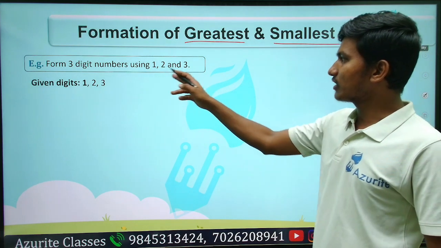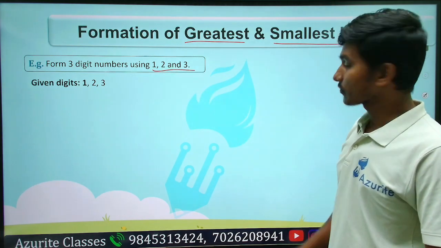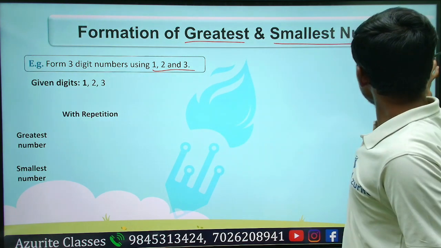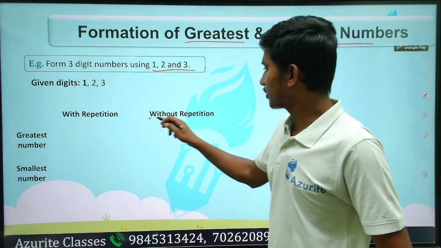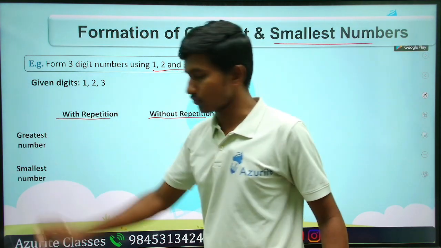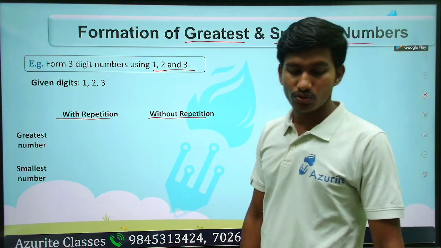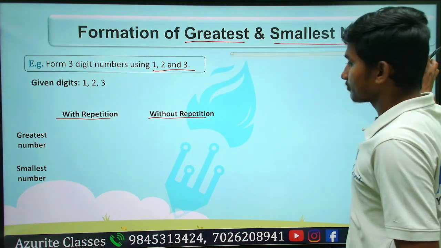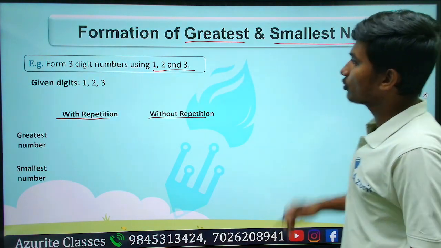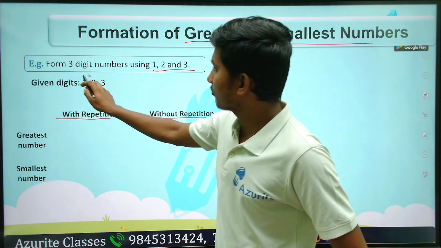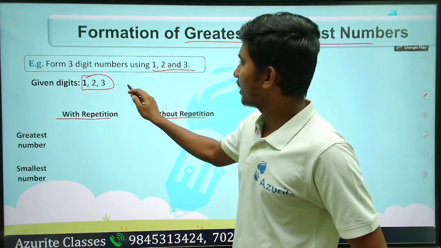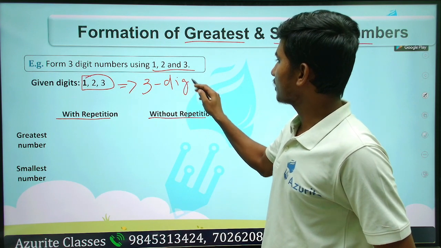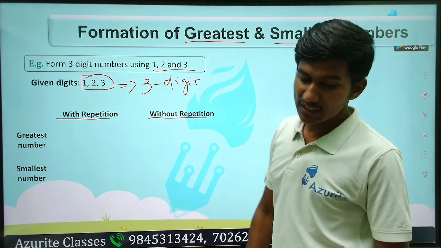So digits given are the same, 1, 2, 3. Okay, so now we can repeat the digits, and we can also do it without repetition. Okay, so should we form the numbers? That is the greatest number, what will it be? Here there are 3 digits, so let's take a 3 digit number.